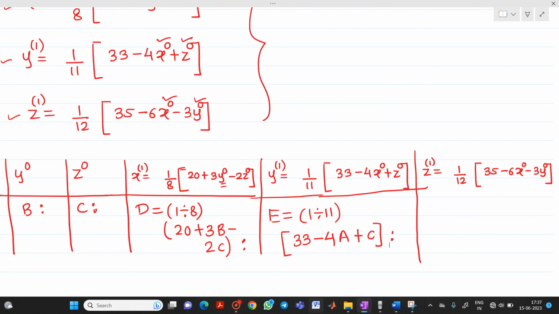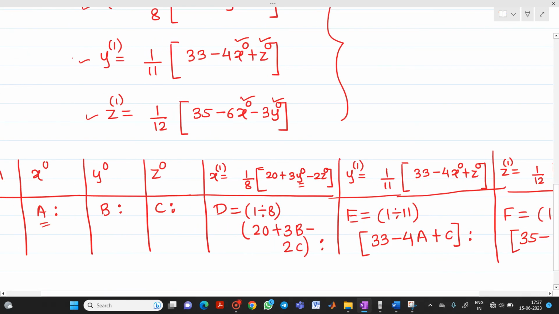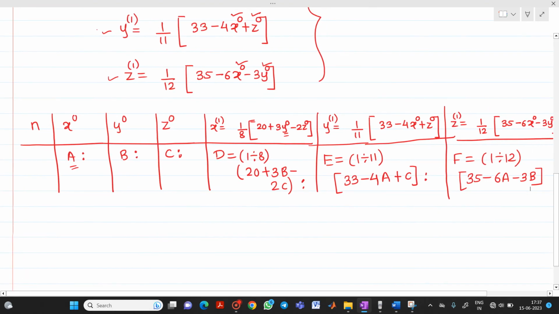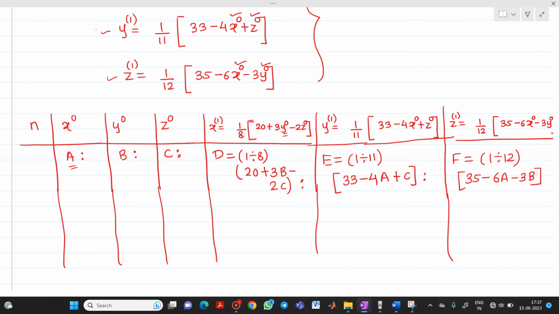And here if you go for z1, let me take it as f, because in our calculator we have a, b, c, d, e, f up to f, and xy is also there. So f equals 1 divided by 12 into bracket 35 minus 6a minus 3b. I think you have understood what we are doing basically. Now we are going to put this. Let me first draw the table, because we have to do 3 iterations here.